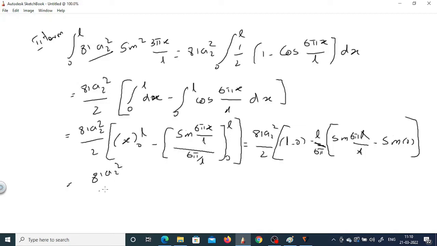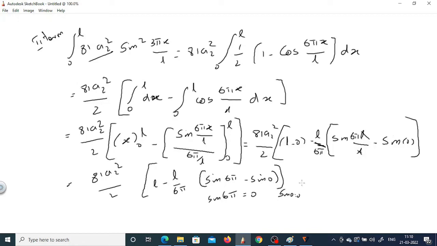81 A2 square divided by 2, which means here L minus 0 is equal to L minus, I can rewrite L by 6 pi, here the sine 6 pi minus sine 0. Likewise, I can rewrite here what is sine 6 pi. You may perform with your calculator also, you may get 0. And what is sine 0? It is also equal to 0.